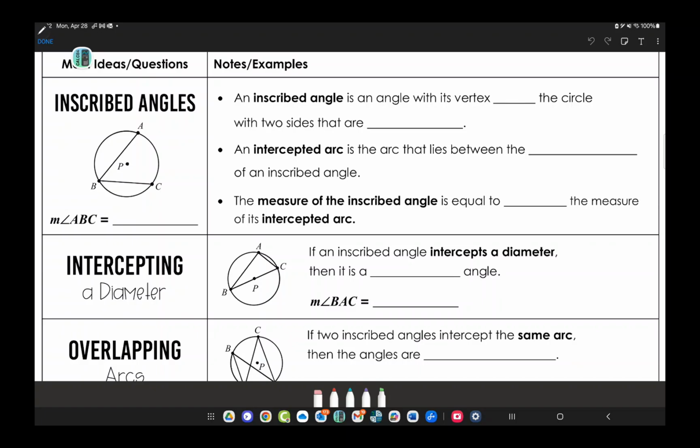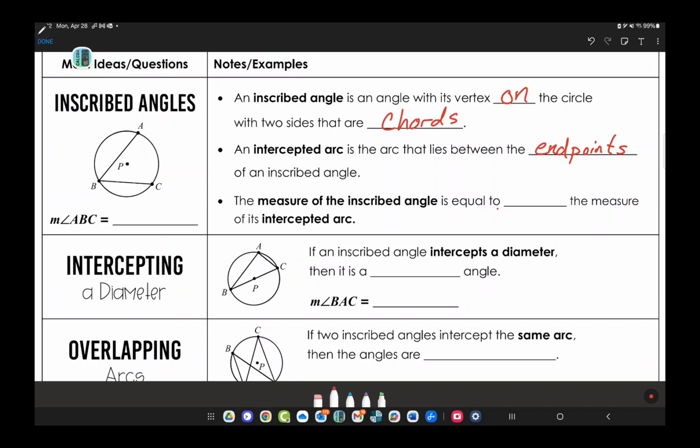Unit 10, Section 5, Inscribed Angles. An inscribed angle is an angle with its vertex on the circle and two sides that are chords. Its intercepted arc is the arc that lies between the endpoints of the inscribed angle.